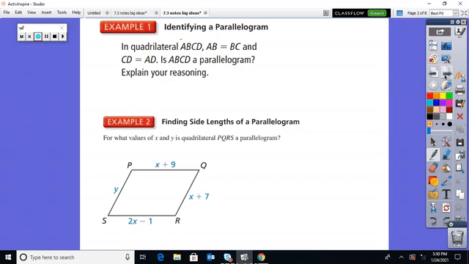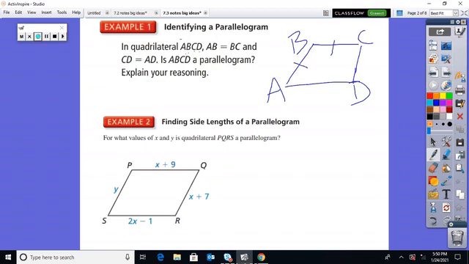All right, so now check it out. They're asking you some stuff here. They're going to draw up a scenario in quadrilateral ABCD. So let's sketch it out. And again, just go in order. You can start your A anywhere you want, any vertex, as long as you go in A, B, C, D order with which they write it. And let's mark it up. They're saying that AB equals BC, and CD equals AD.